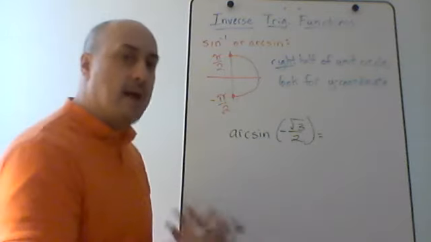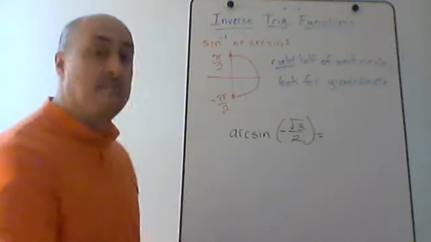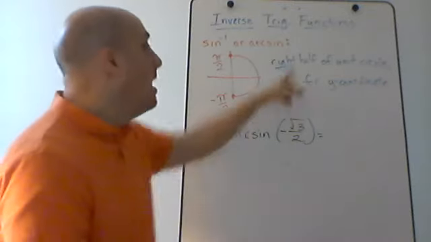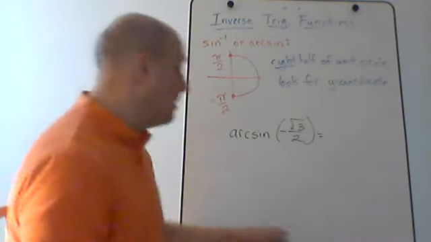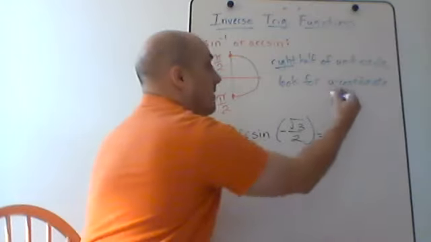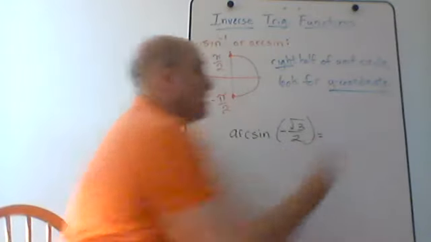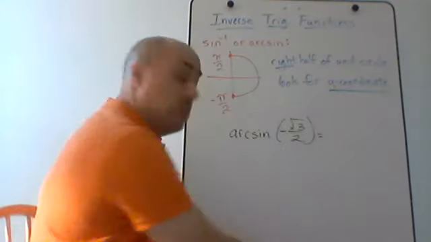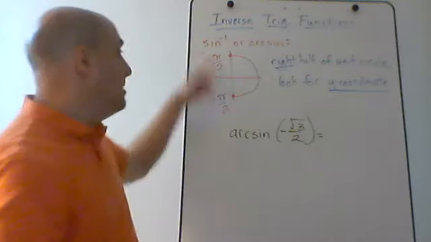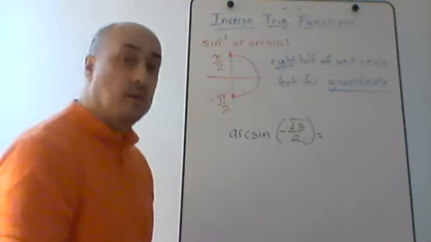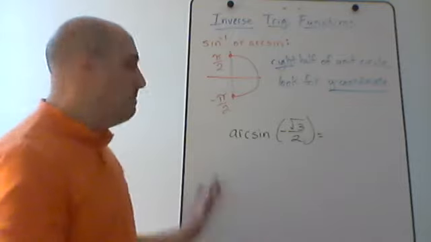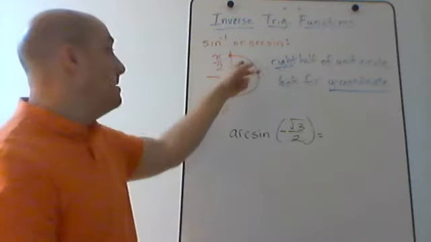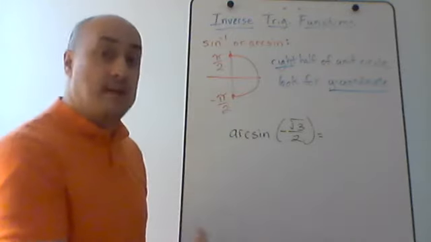So all our answers for the inverse sine function come from the right half of the unit circle, and we look for the y coordinate. And the reason we look for the y coordinate is because we are dealing with the sine function. Remember, the definition of the sine function in terms of the unit circle, sine of π/3 or whatever, is the y coordinate of that terminal point.